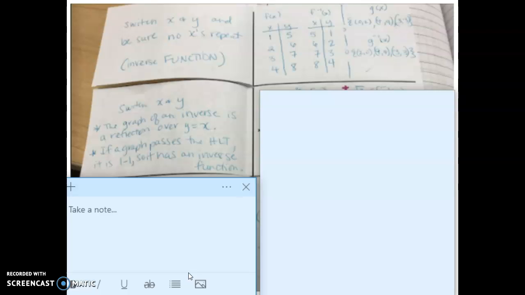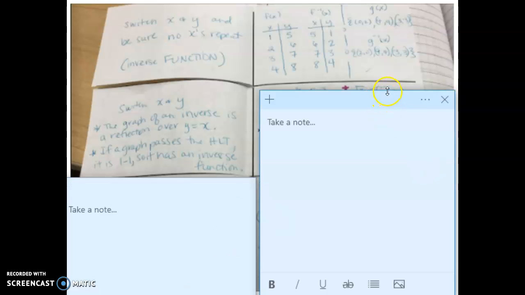And then also, it says if a graph passes the horizontal line test, it is 1 to 1, so it has an inverse function. So we have not only a vertical line test, but a horizontal line test. And so if you were to take a function and its graph passes the horizontal line test, then it's called 1 to 1. That's actually one of your vocabulary words, 1 to 1. And that means that function is going to have an inverse that is a function.